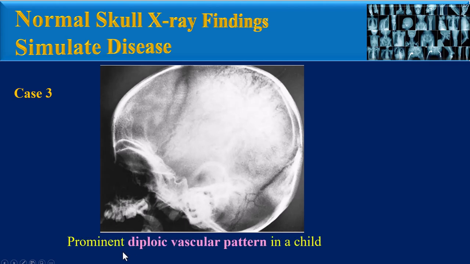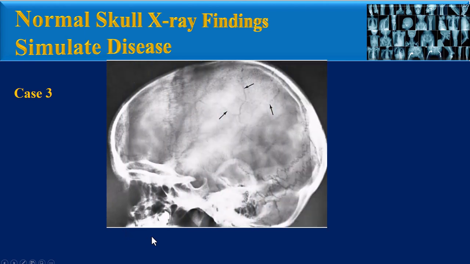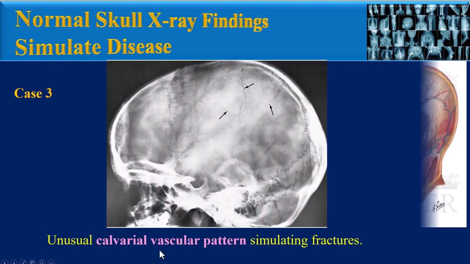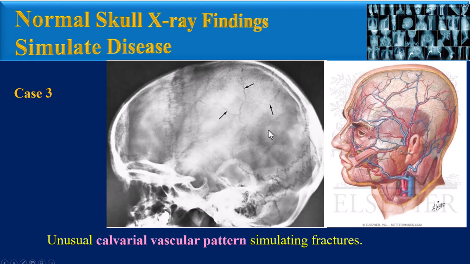Case 3. This lateral skull image shows a prominent diploic vascular pattern in a child. Another example of unusual calvarial vascular pattern simulating fractures.